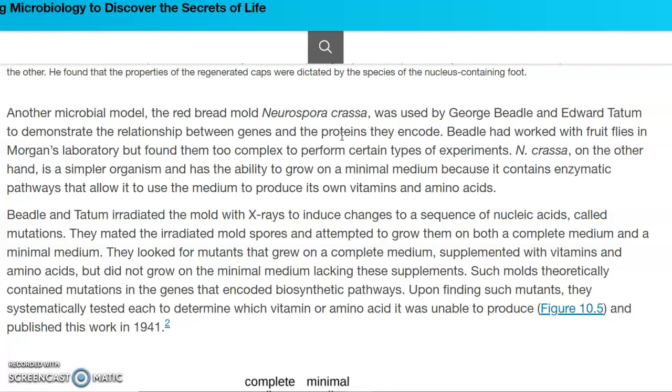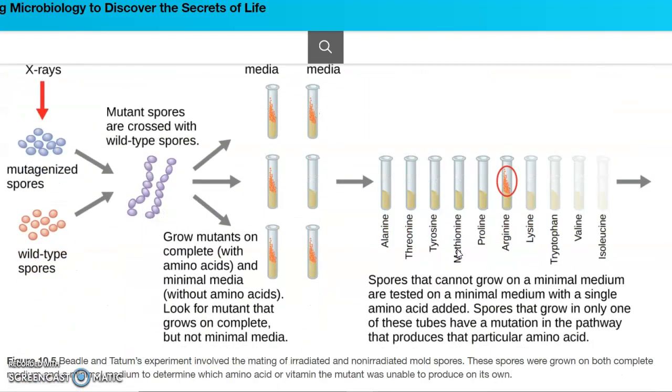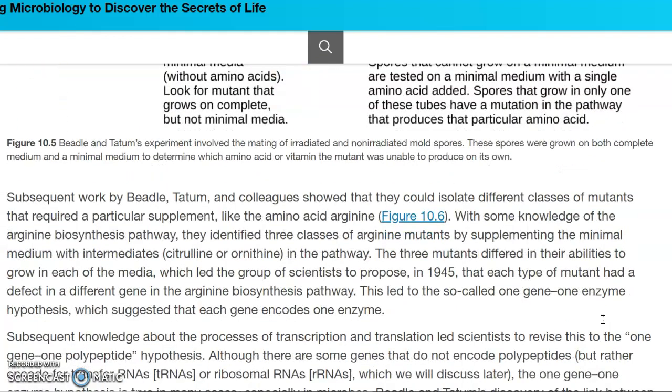So then they found these mutants and then they tested them. And so then they're tested on a medium that contained just a particular type of amino acid. And so spores that grow only with that one particular amino acid would have a mutation in that pathway that produces that amino acid. So what it led to is this one gene, one enzyme, or one gene, one protein.